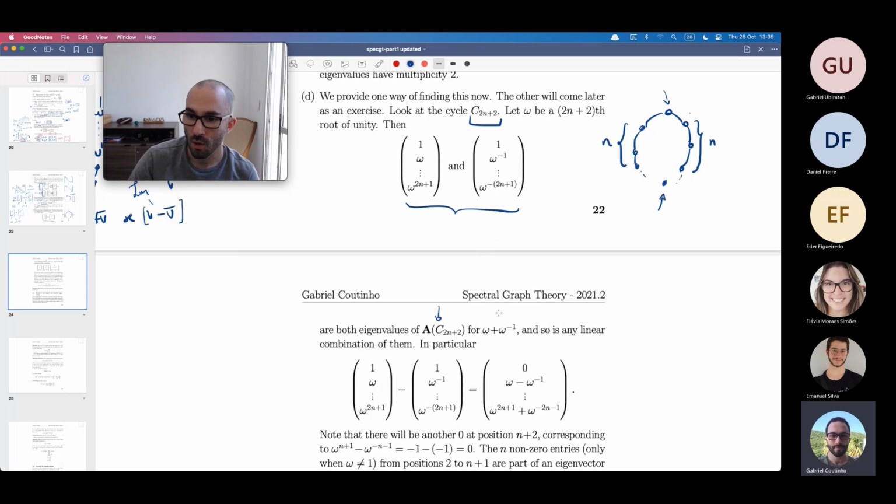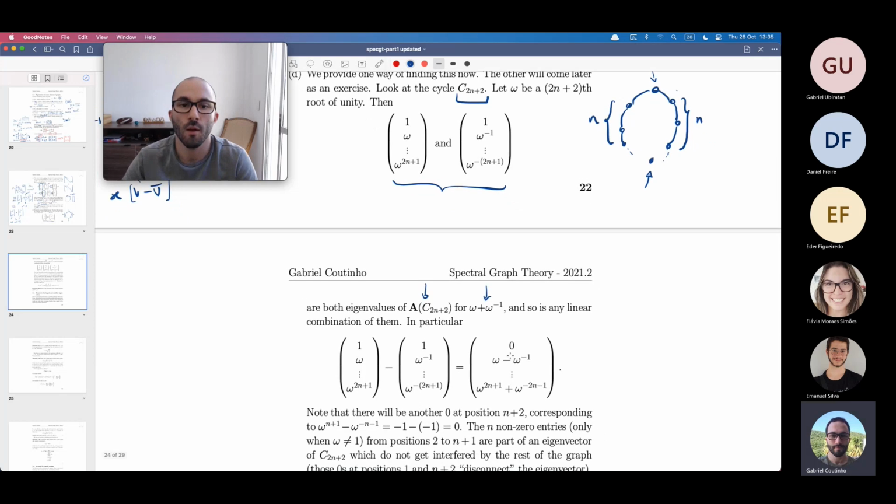eigenvectors for this matrix, for this eigenvalue. And so is any linear combination of them. In particular, if I take these two vectors and I make this one minus the other, I get this as an eigenvector. This is an eigenvector for this eigenvalue in this matrix. And it's not difficult for you to see that also here in the position n plus 2, the thing will be equal to 0 in this position, corresponding to this guy.